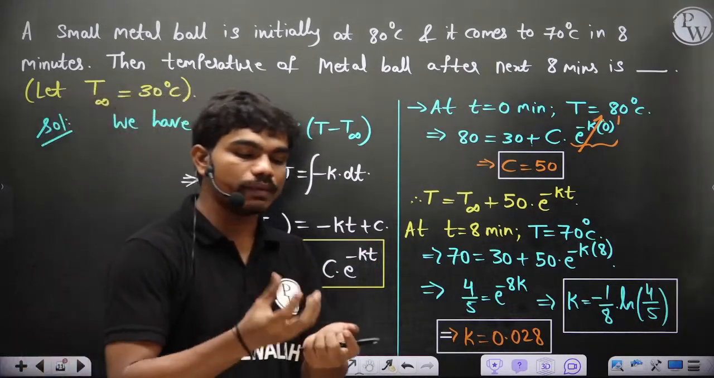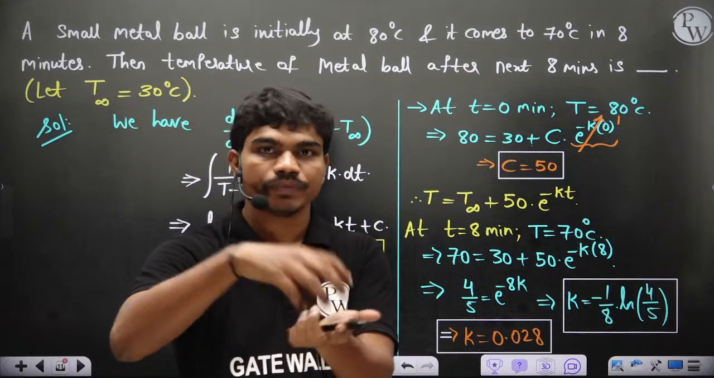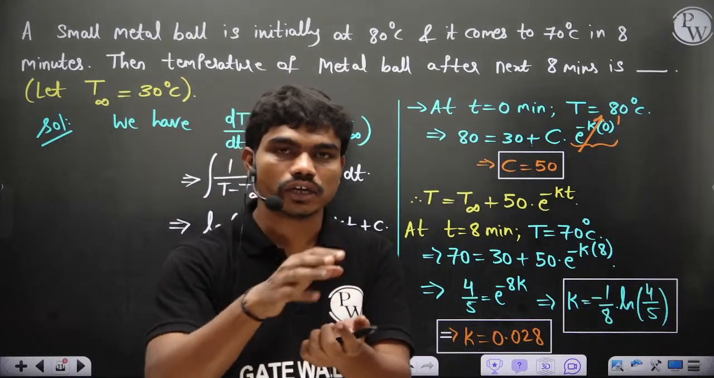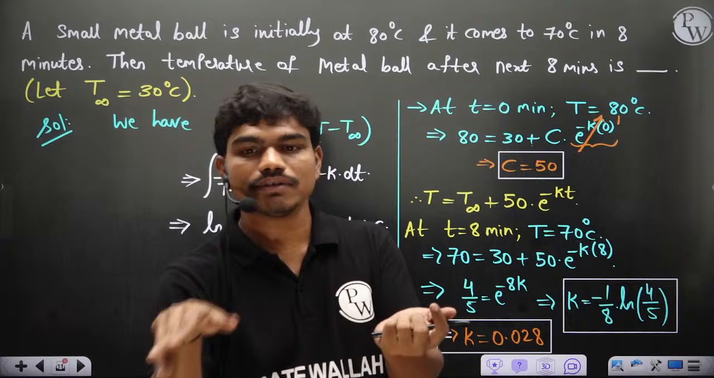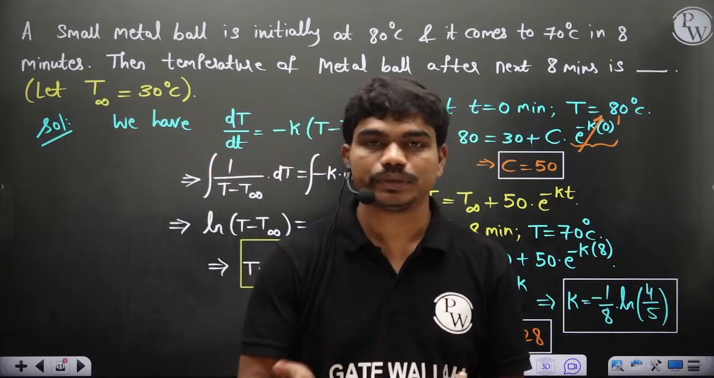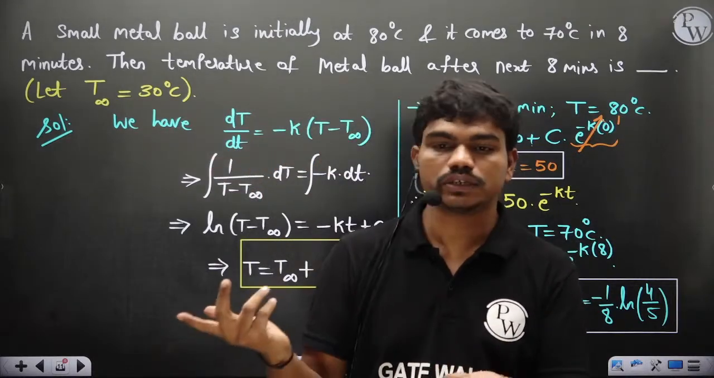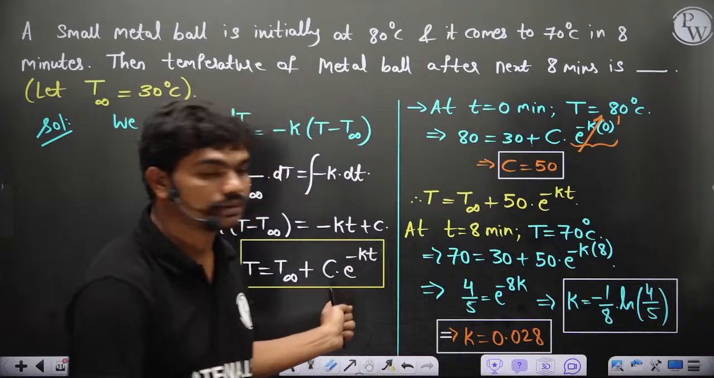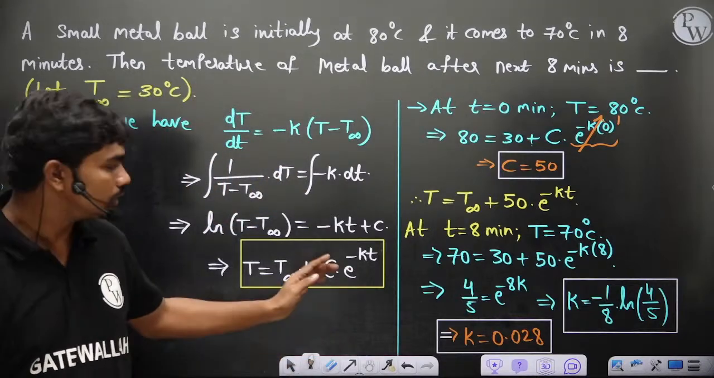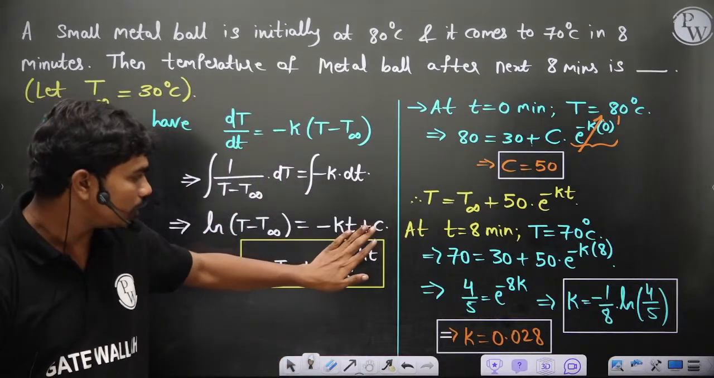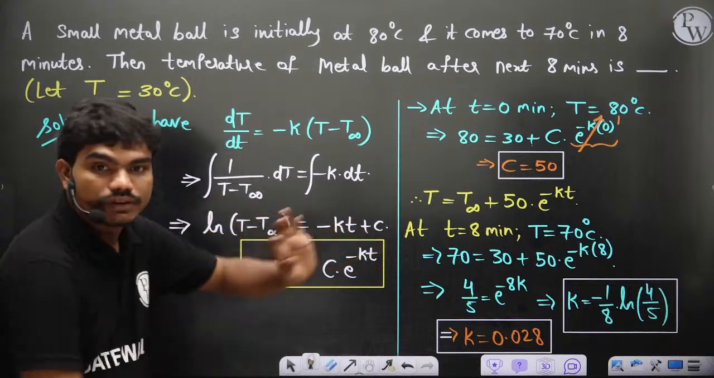Obviously, if you keep any body of higher temperature in the surroundings, after sufficient heat loss, after some time, what happens? The body comes into equilibrium with the surroundings. Yes or no? Which means the final temperature of the body will be the same as the atmospheric temperature. That's what this equation mathematically tells you. If t tends to a very large value, this term is going to be 0, then T is going to be T infinity. That's it.